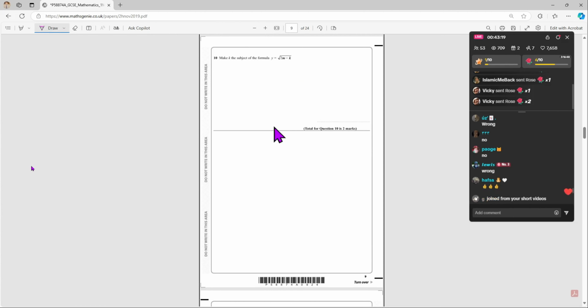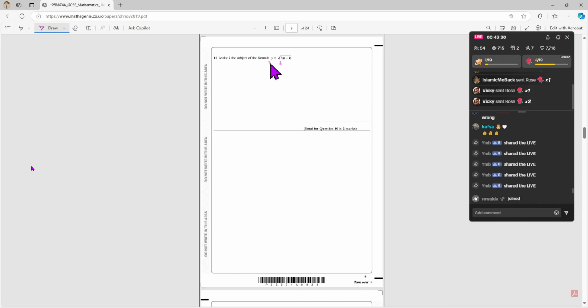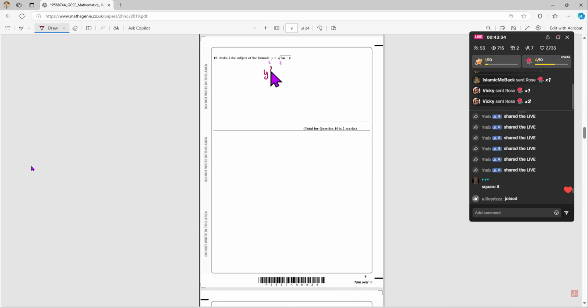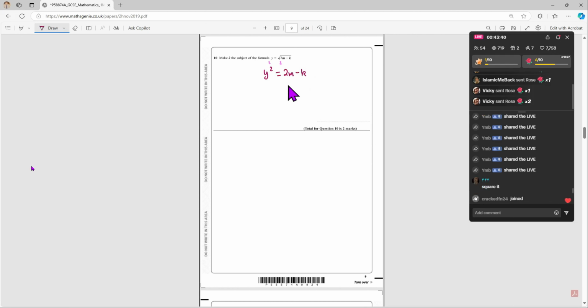So the first thing we have to do with this equation is get rid of our square root sign. We do the opposite of rooting, which is squaring. So we're going to square both sides. We're going to end up with y squared is equal to 2m minus k. We squared both sides, it cancelled out with the root, and we got y squared equals 2m minus k.